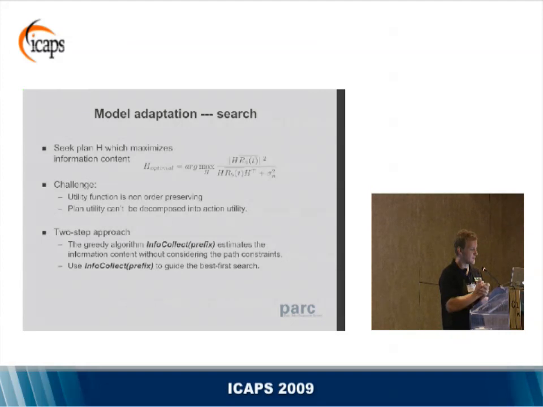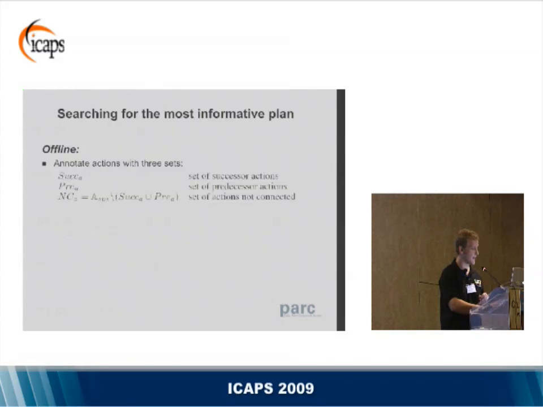So what we did is a two-step approach, and we have a greedy algorithm, which is this info collect, which we then use as a heuristic. This info collect doesn't consider any path constraints. Then we use a best first search with this info collect in order to run our search.